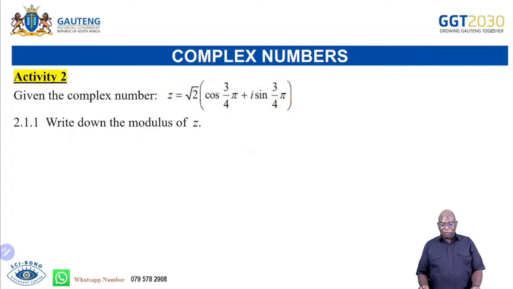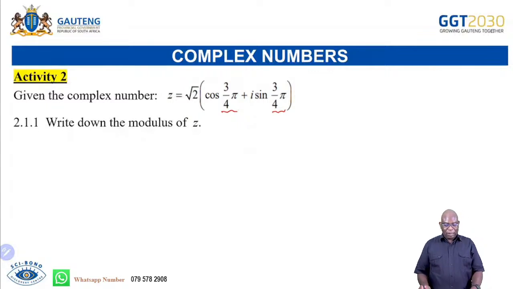Now let's look at a different one here. In this case, you're given the angles. Given the complex number z, you can see that the angle is now given as 3 over 4 pi. What do you know about that? They're now given as radians. We can then change them to degrees. And we must know how to change from radians to degrees and back again from degrees to radians.